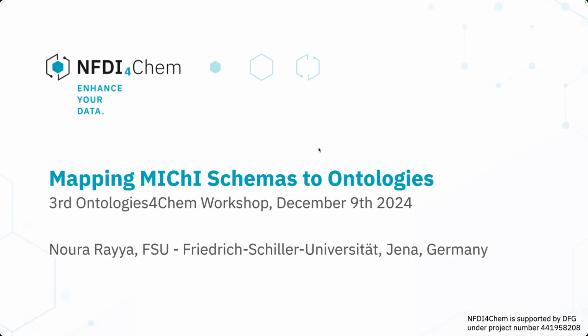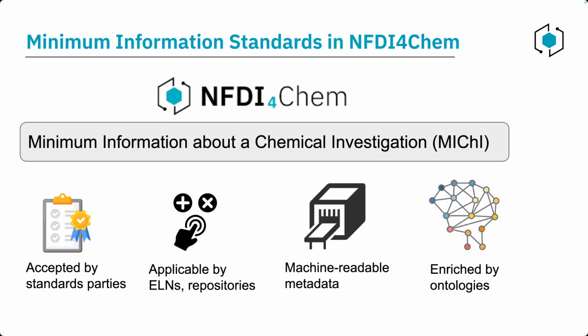I'll be talking a little bit about mapping the MIChI schema that we have in FTI4Chem to ontologies, and mainly focusing on the application of the terminology service and the term request feature there in this regard. As I mentioned earlier, in FTI4Chem, we are trying to provide minimum information about a chemical investigation, or what we call MIChI, in different areas of chemistry.